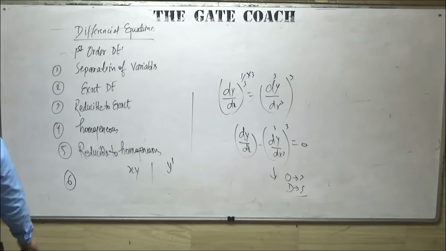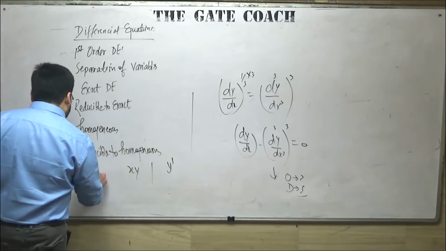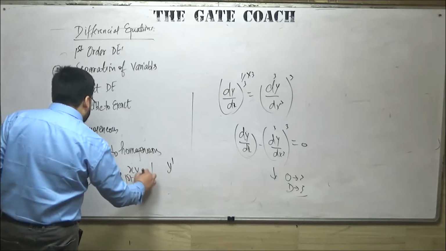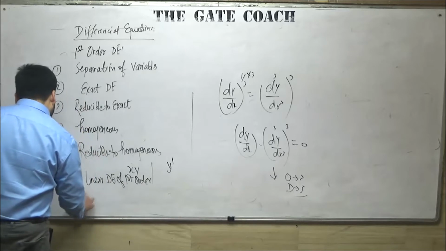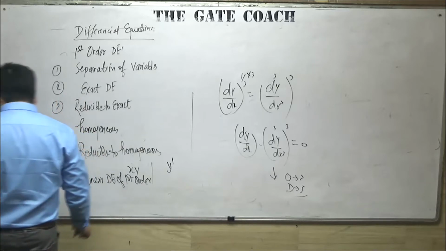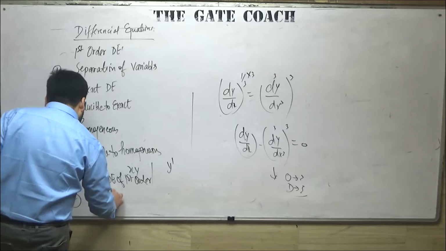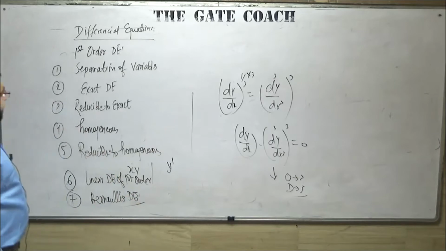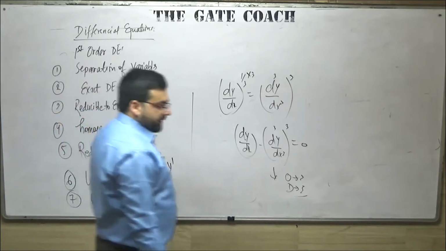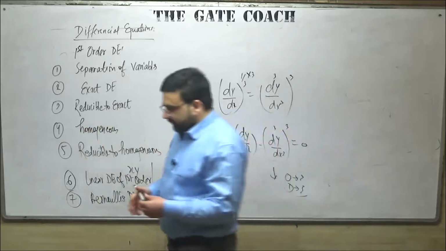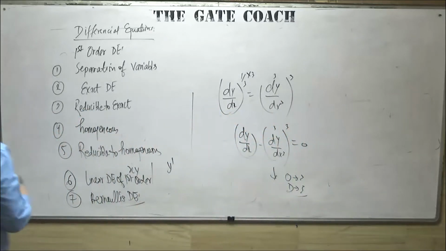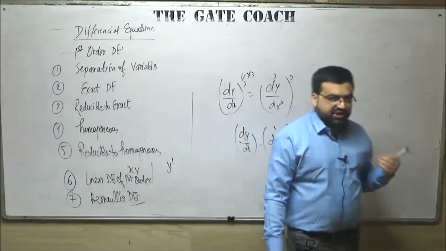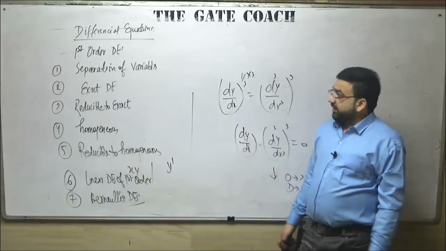Last, we discussed number 6, the linear differential equation of first order, and the last one, the Bernoulli's differential equation. These are the various types of differential equation that we discussed in the class. How to solve the separable variable form? You take x things in one direction, y things in one direction, and you just do the simple integration. That is how it will be done.